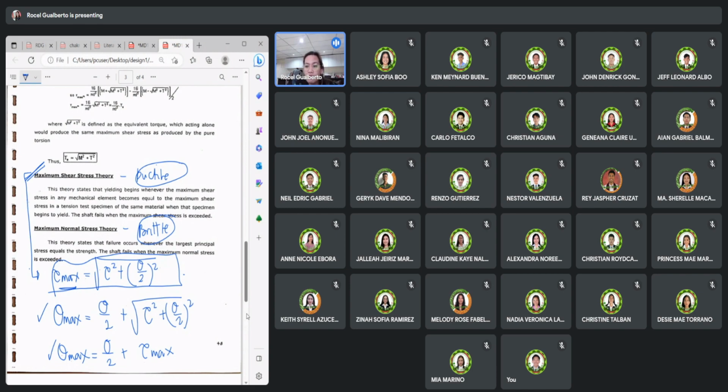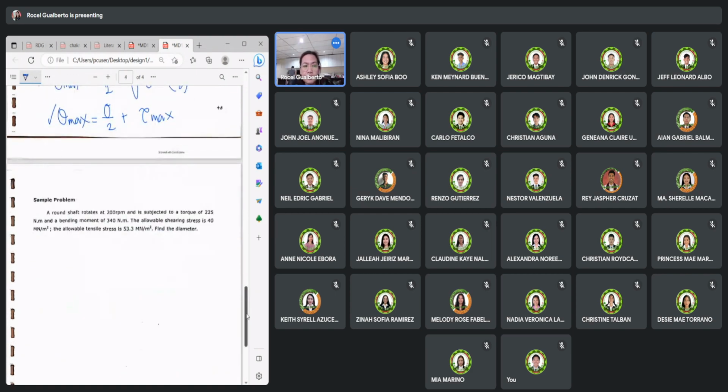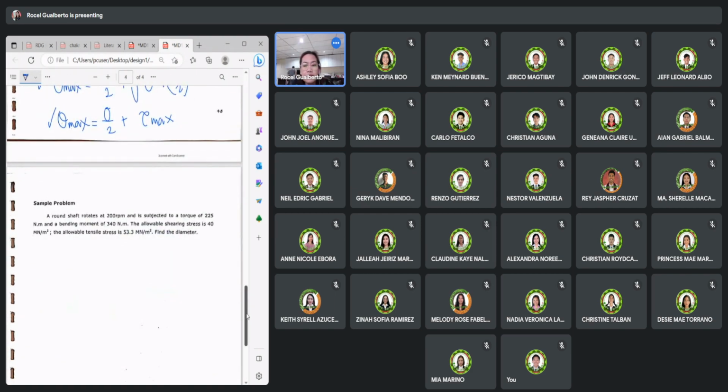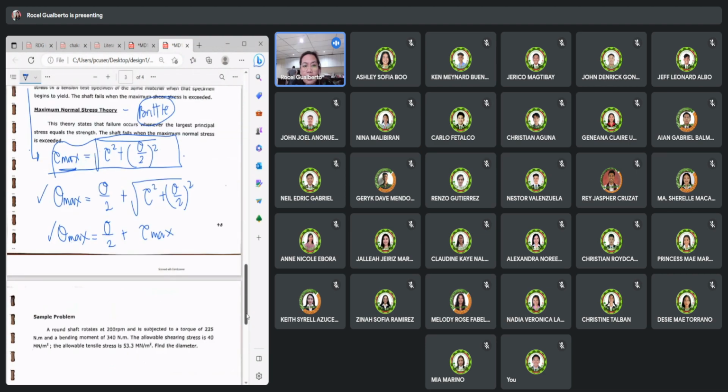Now, let us derive now the equation. So let us now derive the equation for tau max and sigma maximum. Okay? So ano po ang gagawin natin? For tau here, ilalagay po natin dito yung equation para sa torsion. And dun sa sigma po, ilalagay natin yung equation para sa bending. Nasundan po ba yung sinabi ko?